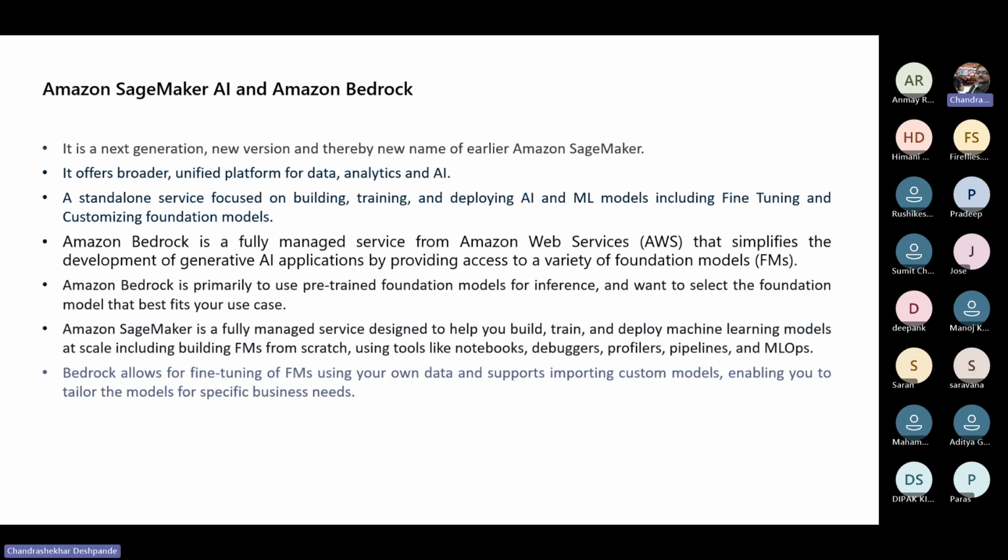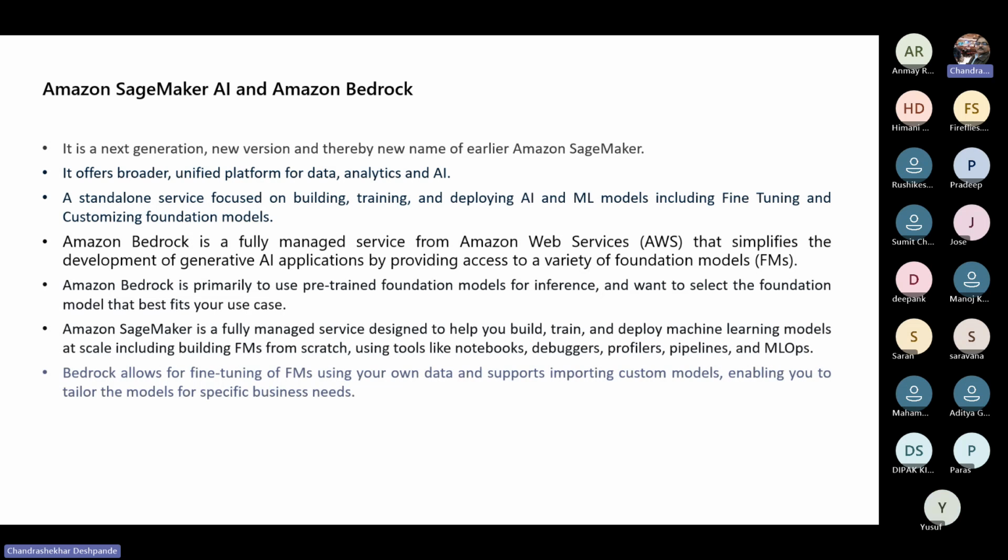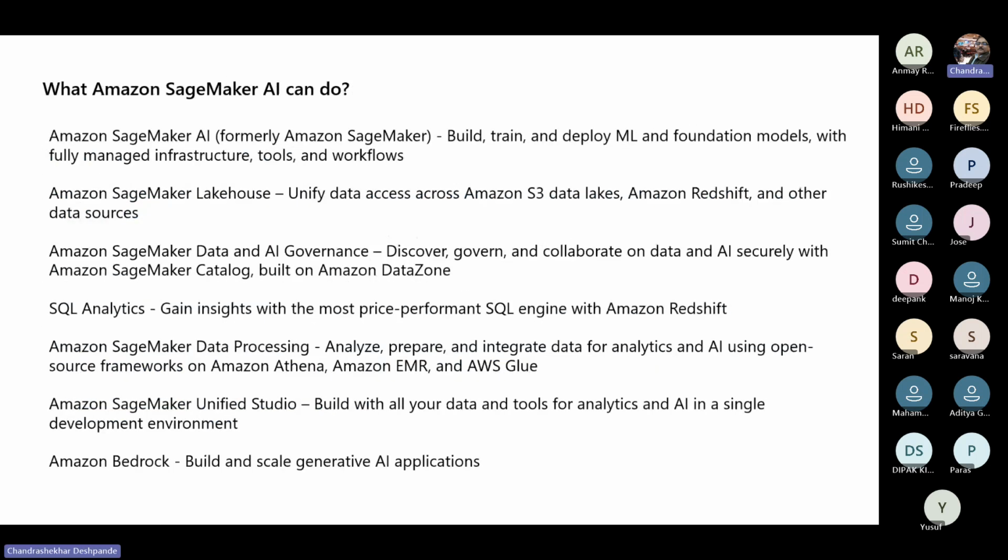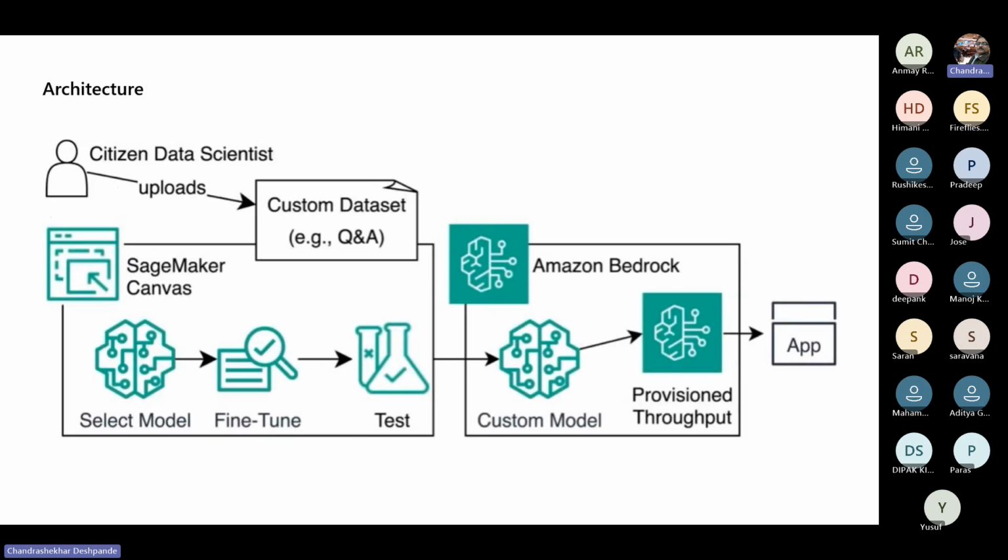Here you can do complete end-to-end development of the model, fine-tune the model, and align the models for your company needs. Amazon Bedrock is a fully managed service that simplifies the development of generative AI applications by providing access to a variety of foundation models. But for a great level of customization, I will always say SageMaker AI is best to go with. SageMaker AI is there, SageMaker Lakehouse is there, data and AI governance it can do. It has its own catalog also. Lots of things it can do. Okay, I will go ahead now.